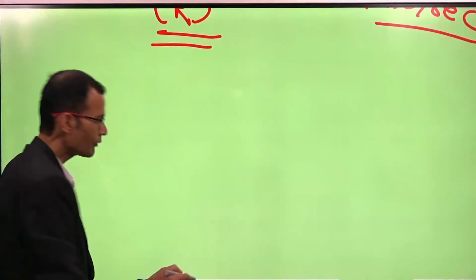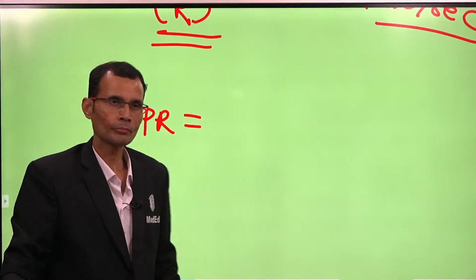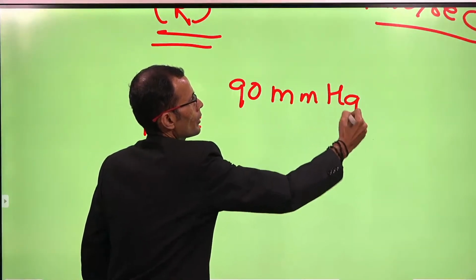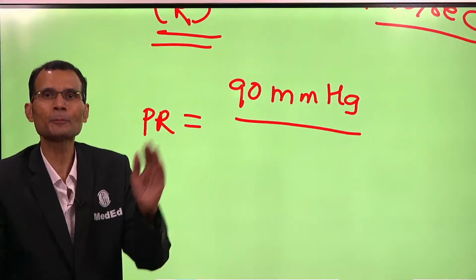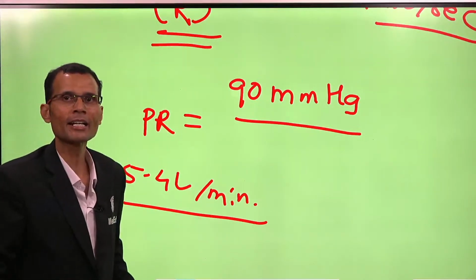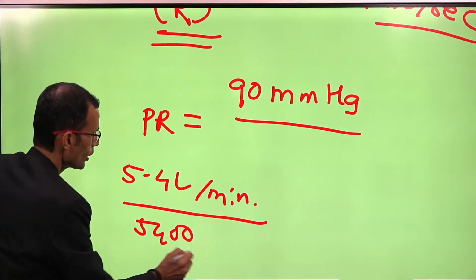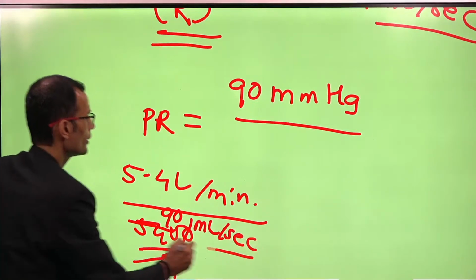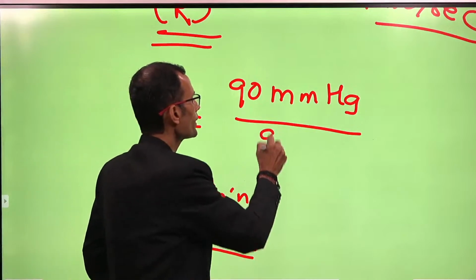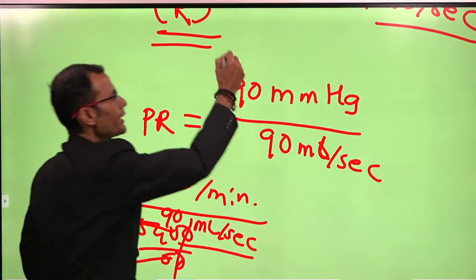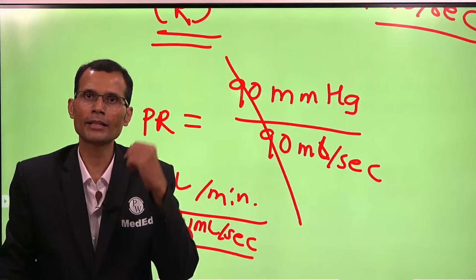So let me just quickly finish this MCQ and then move on to the next one. Peripheral resistance is equal to BP upon cardiac output. How much BP was given? 90 mm of Hg and cardiac output 5.4 liters per minute. Convert 5.4 liters per minute into ml per second. 5400 upon 60 seconds, this is 90 ml per second. So 5.4 liters per minute is the same as 90 ml per second. So 90 upon 90, the answer was 1 R in this particular MCQ.